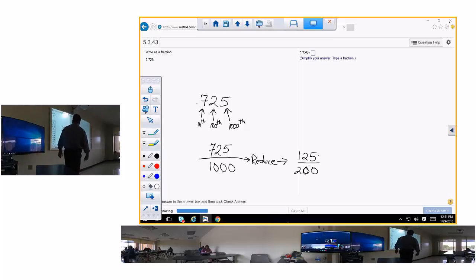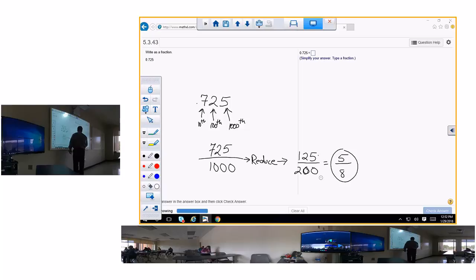I can keep going. I know 25 will go into both of these. How do I know that? Well, how many quarters in $1.25? 5. How many quarters are in $2? Let me check. 145. Okay, sorry. I suck. 145. Okay, so now, let's see, that will be 5.